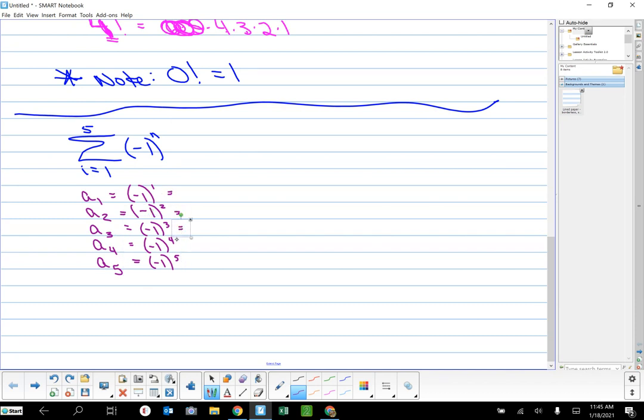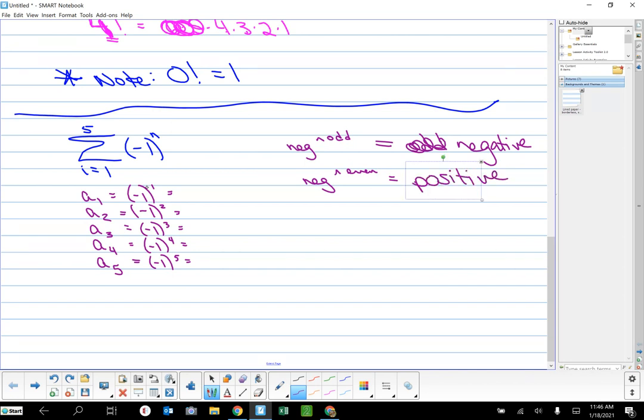Well, what happens every time you raise a negative to an odd power? Versus a negative to an even power. Now, the result is always, I'm sorry, negative. And if you raise a negative to an even power, this is always a positive.